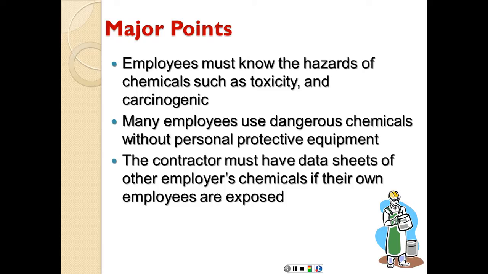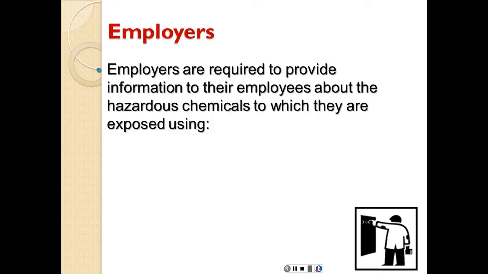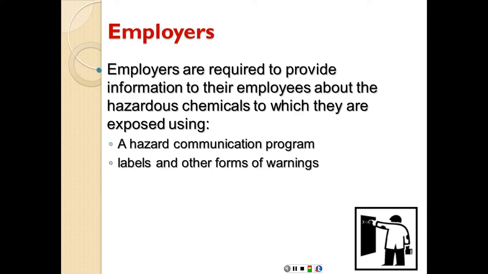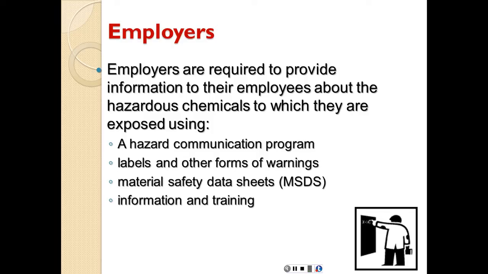So in this case, if you are an exposing contractor, where you're not the causing or creating, but you are an exposing contractor, your employees are going to be exposed to the hazards caused by another contractor. You have to train your employees on recognizing these hazards and how to deal with them. Employers are required to provide information to their employees about the hazardous chemicals to which they are exposed using a hazard communication program, labels and other forms of warnings, and material safety data sheets, and information and training. So these are basically going to be the tools for an employer to communicate hazards to their employees.